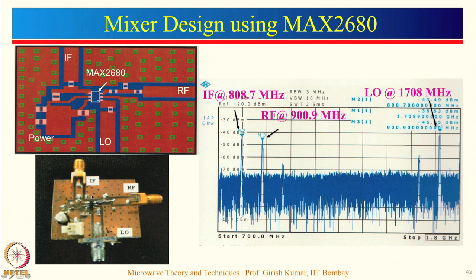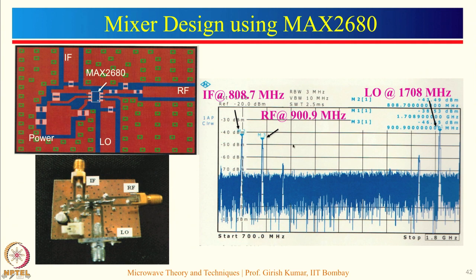So we have fabricated a PCB using this IC. So you can see the PCB snapshot. Here is the IC. Then you have the power circuitry over here. You have RF input. This is the matching network that we just studied, and you have the LO signal, which is coupled using a coupling capacitor, and the IF output is taken over here. So this is a photograph. You have IF output, RF input and LO input, and this is the power supply input.